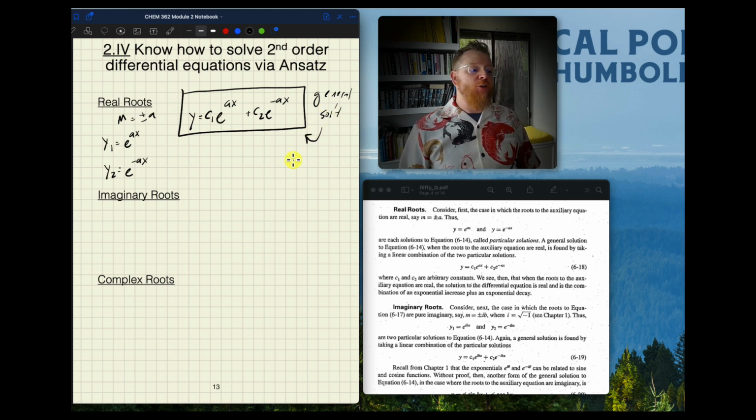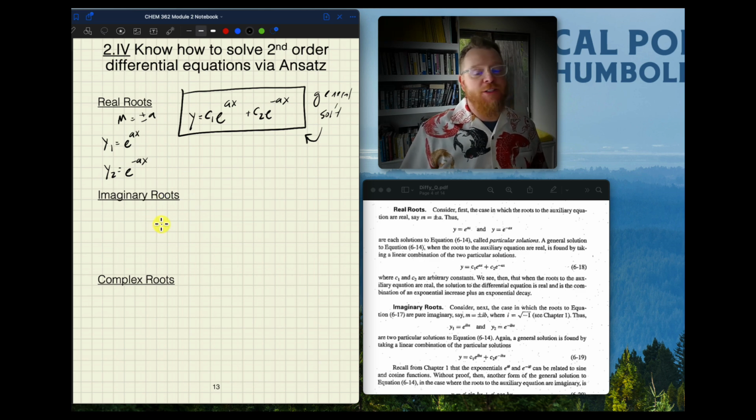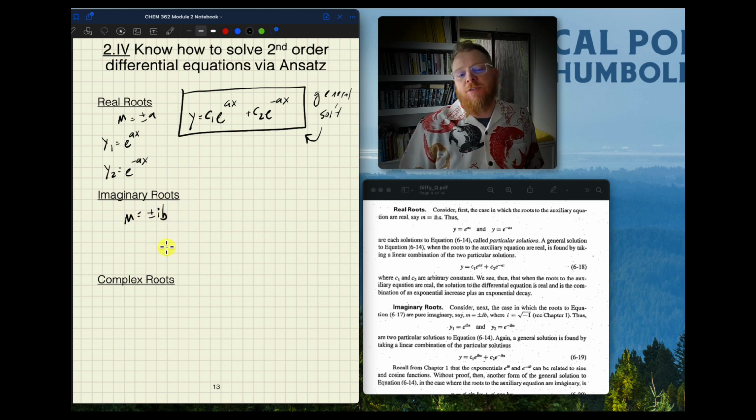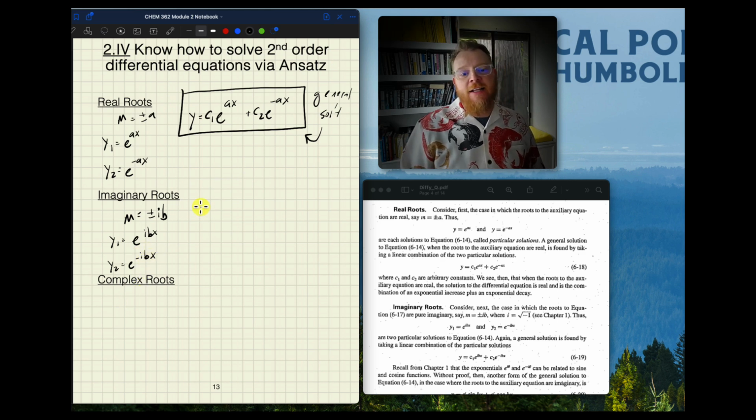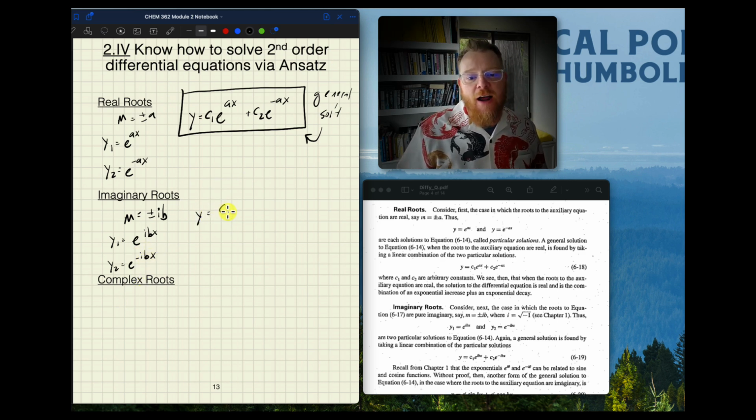Okay. So now, as you might imagine, we could have a situation in which we have imaginary roots. And in that case, our m would be plus or minus i times b. I'm just using the letter b for a different constant. And now we would follow the same procedure. We would say y1 equals e to the ibx, y2 equals e to the negative ibx, and then we'll make some linear combination with these weighting coefficients out in front.